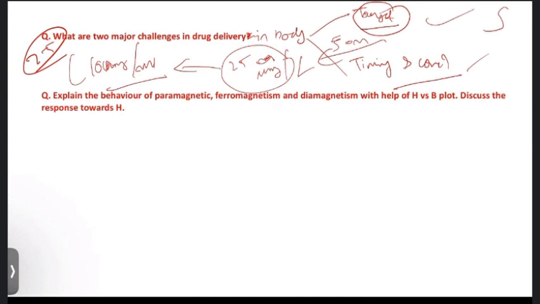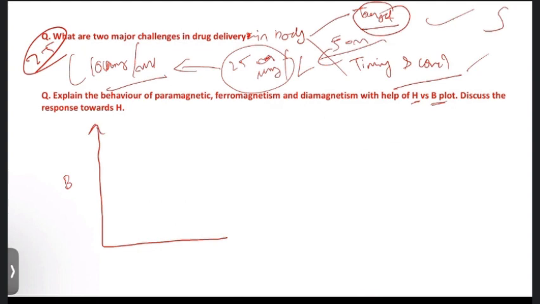Yes, ma'am. Okay. Now our aim is to understand how magnetism can be used in drug delivery through nanocomposite. So that is why the next question is based on magnetism. Explain the behavior of paramagnetic, ferromagnetic and diamagnetic materials with the help of an H versus B plot and discuss the response towards H. So I'm drawing a plot, and you have to tell me which material it belongs to.